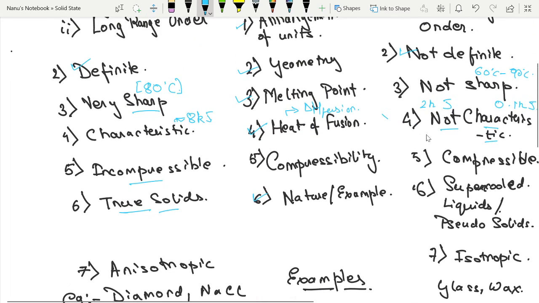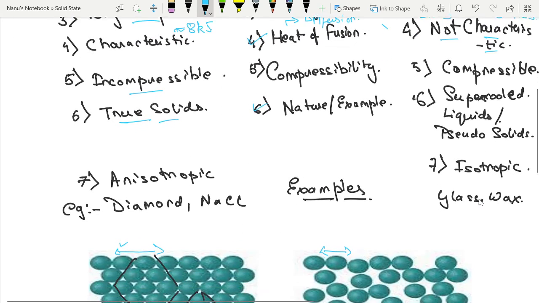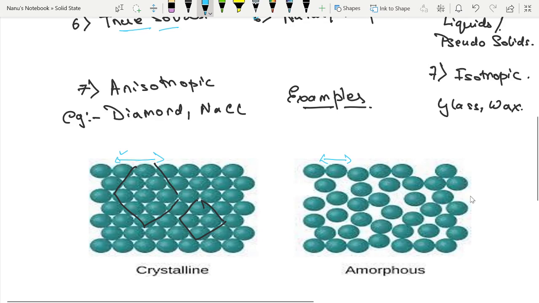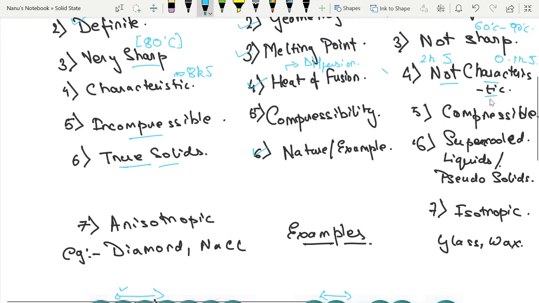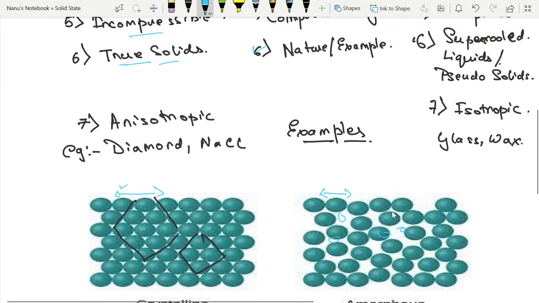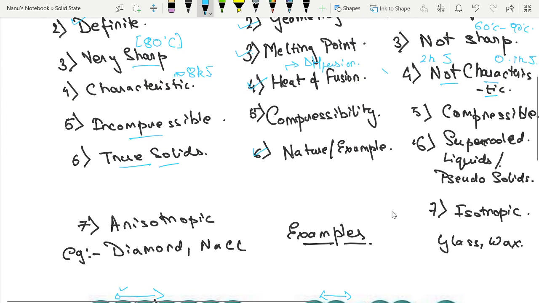But the amorphous ones are like supercooled liquids or pseudo solids. You can see they're not tightly packed. There are vacancies over here, here. And that is the reason they're compressible, because there's space in between, right? So that is the difference between nature and compressibility.